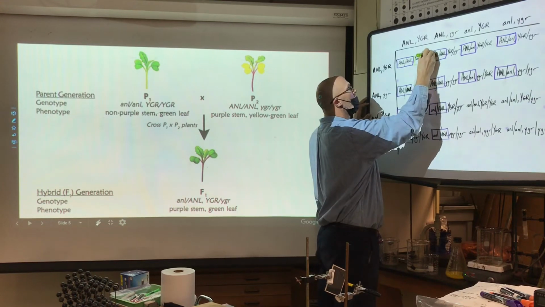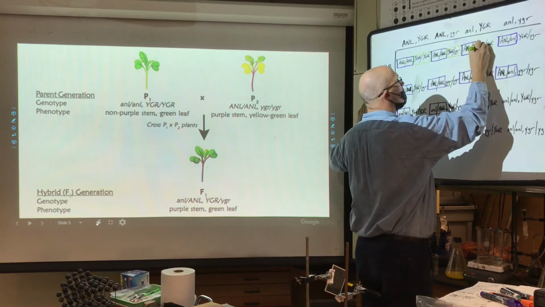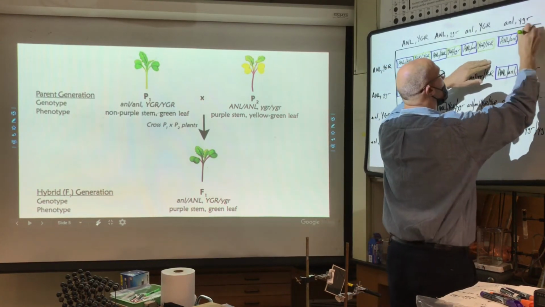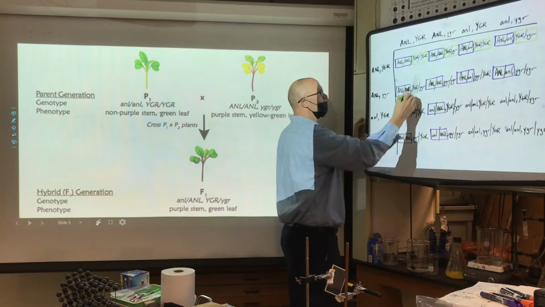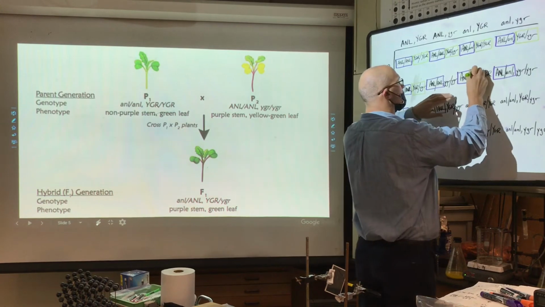Good thing I didn't highlight it. Capital YGR is green. Yep, green cotyledon. That's like the little baby leaf.